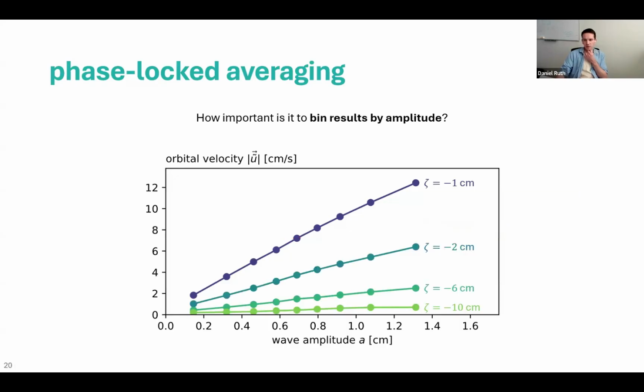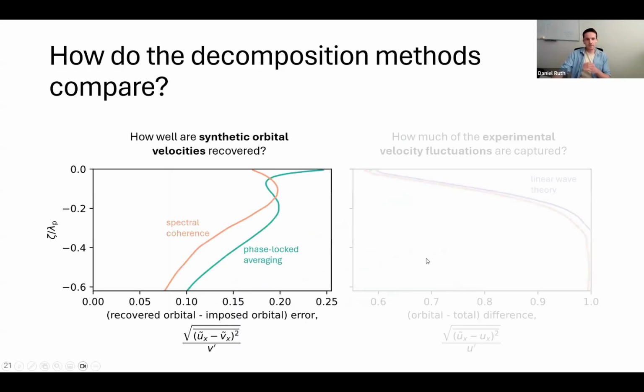And here are the same results at different depths beneath the surface. You can see there's pretty much always a linear trend between the amplitude and the orbital velocity magnitude, with the slope decreasing with depth.